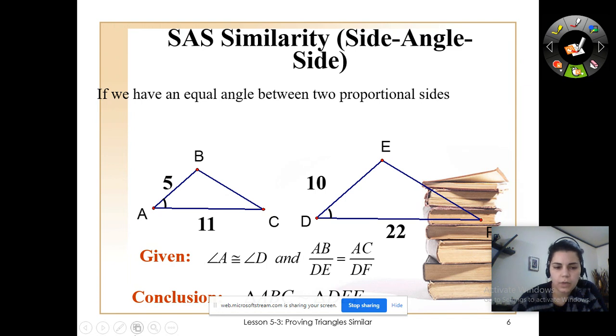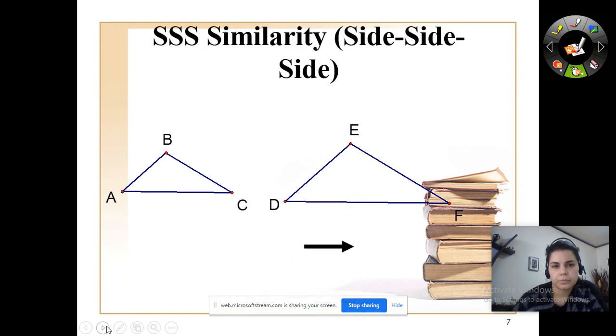Okay, so the second one is the two triangles are similar, having an equal angle. I have A and D equal between two proportional sides. This is the second one. Let's go to the last one. 1, 2, 3. I have 3 proportional sides. If the 3 sides are proportional, it's a similar triangle.